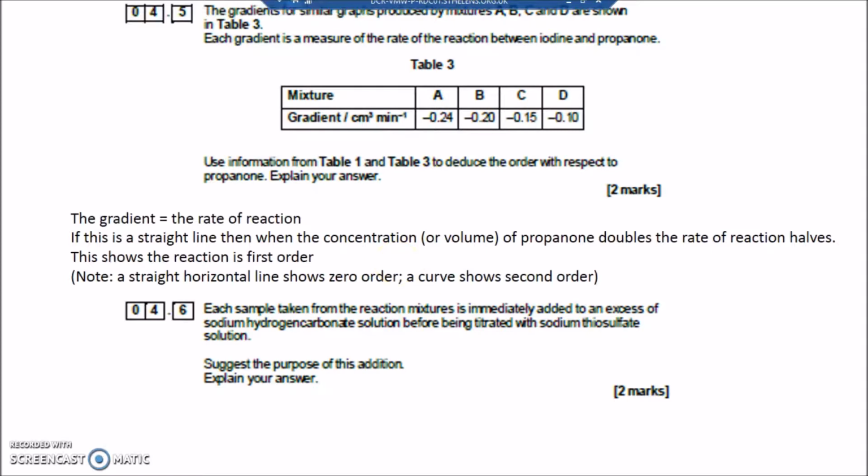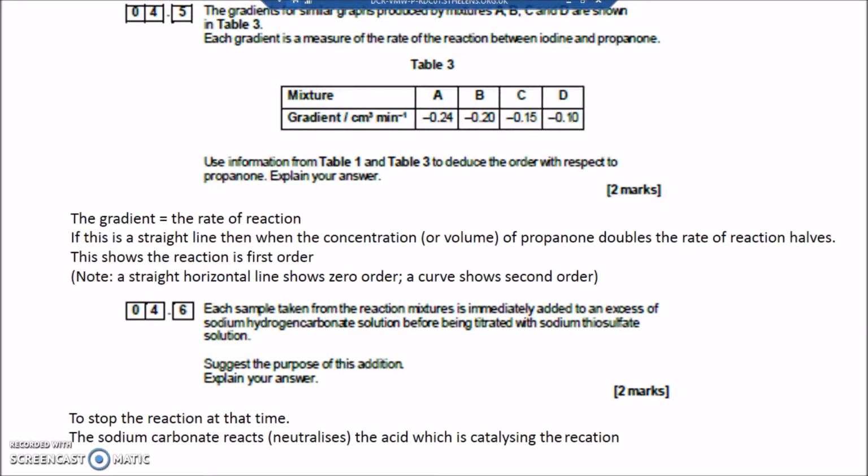Each sample taken with the reaction mixture is immediately added to an excess of sodium hydrogen carbonate before being treated with sodium thiosulfate solution. Suggest the purpose of this reaction. Well, sodium hydrogen carbonate reacts with acid, and the acid is catalyzing this reaction. So if it reacts with the acid, it prevents the catalyst from working and stops the reaction. So it stops the reaction at that time, so that you can measure the concentrations at that time, because you've stopped it effectively by removing the acid catalyst.